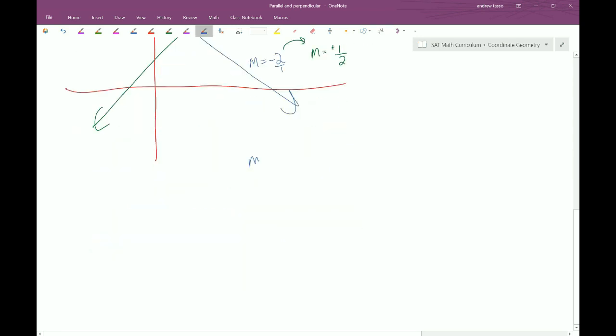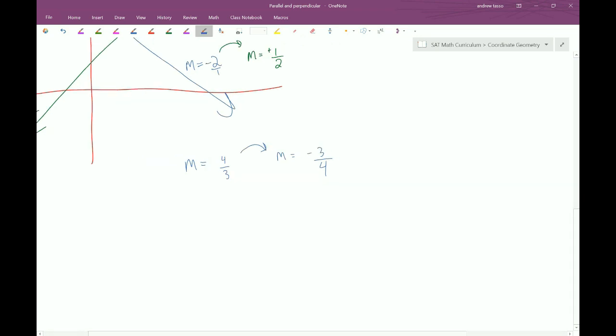As another example, if I had for my slope, let's say, 4 over 3, then if I wanted to do the perpendicular slope, I would flip that fraction, making it 3/4, and I would put a minus in front. Okay? So that's how we do what's called the negative reciprocal. And this is what we need to do in order to determine the slope of a perpendicular line.